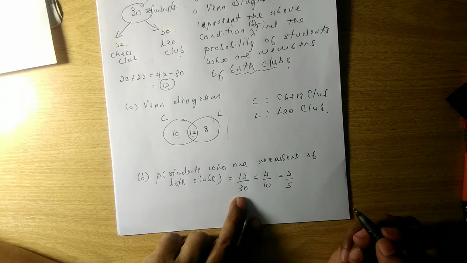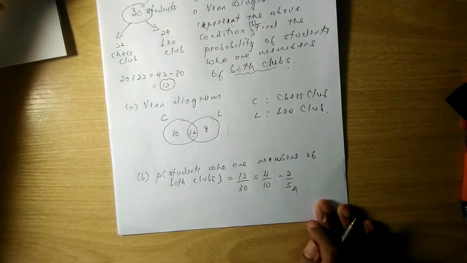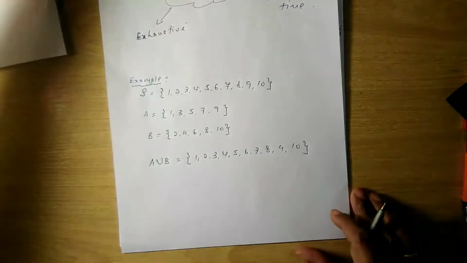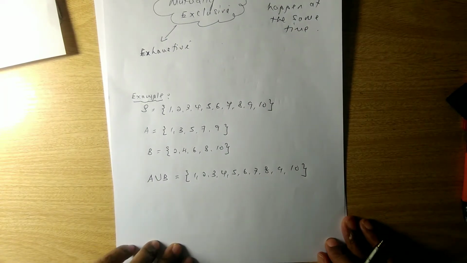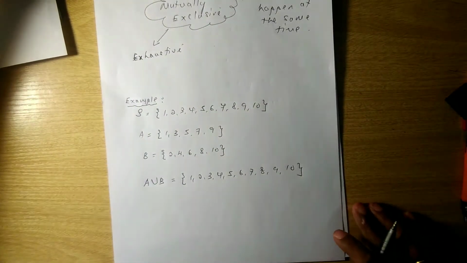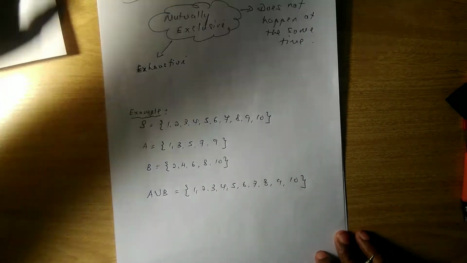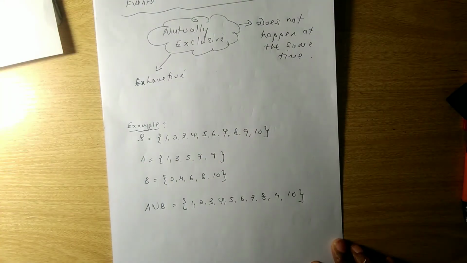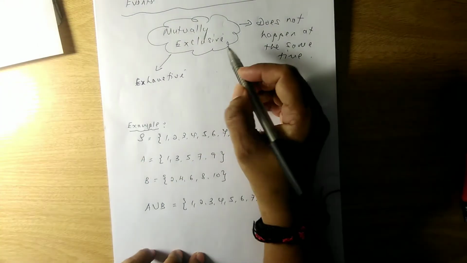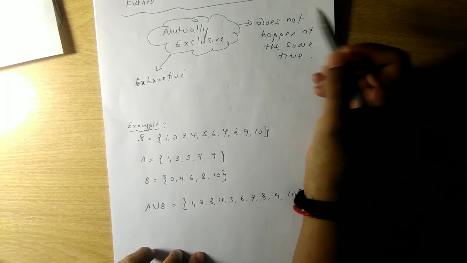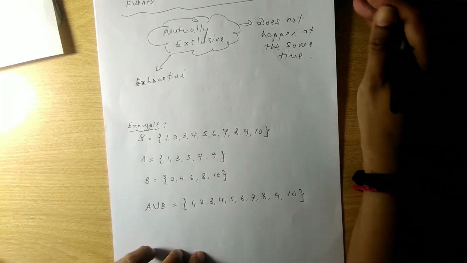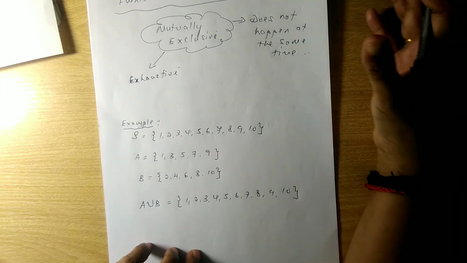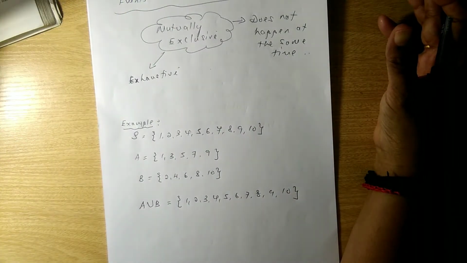One more concept: the probability of a mutually exclusive event. What's the meaning of that? When you're talking about the term mutually exclusive, it relates to two events that do not happen at the same time. Meaning, if you have event A and event B, event A and event B do not influence each other. So they stand alone.